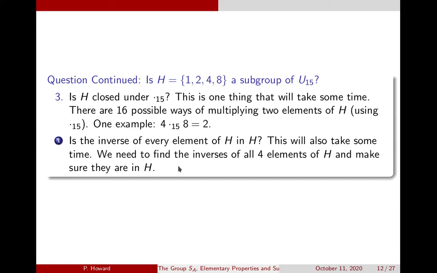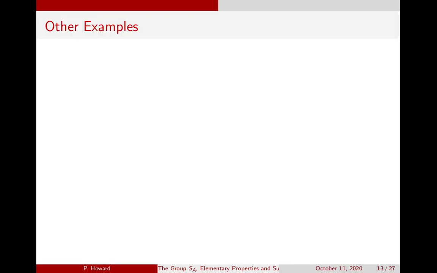Here is one possibility. 2 inverse is 8. But I know that because if you multiply 2 and 8 using times sub 15, you get 1, which is the identity element of U sub 15. So 2 inverse is 8, and 8 is in H. There are 3 other verifications that would have to be done here to verify that the inverse of every element of H is in H. The final answer is yes, H is a subgroup of U15 times sub 15.